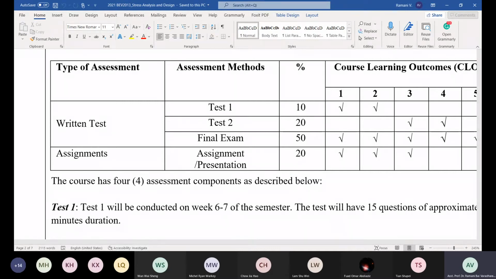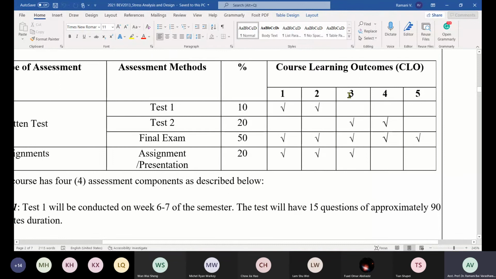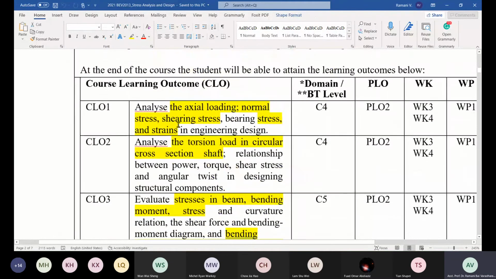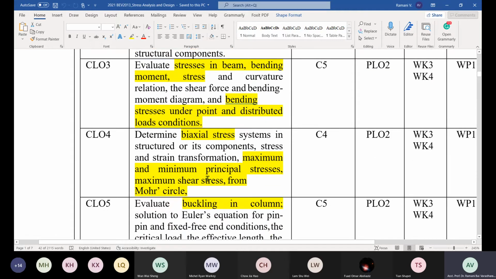Now, this assignment brief is for 20% covering the first three outcomes, learning outcomes 1, 2, 3. That means the 3 chapters. Number 1 is stress and strain, then torsion, and also relations between stress and strain, including the bending stresses, shear force and bending moment diagram, excluding today's portion. Up to last class, you will be having test 2.